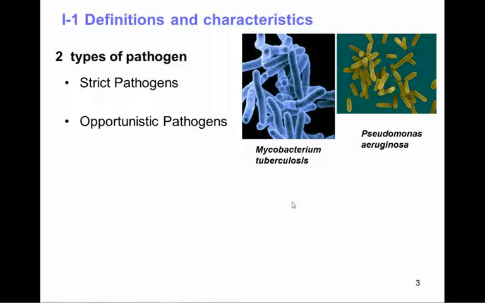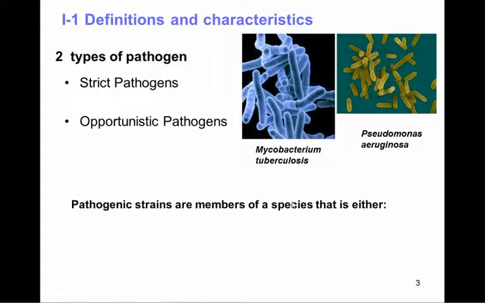Now, strict pathogens always cause disease and they only cause disease. You don't find them in any other context. They're only present in the context of pathology. Opportunistic pathogens seem to spend most of their bacterial lives doing something else. Generally, they don't cause disease, but in some instances they can. Most strains will not be associated with disease, but some of them can cause pathology.